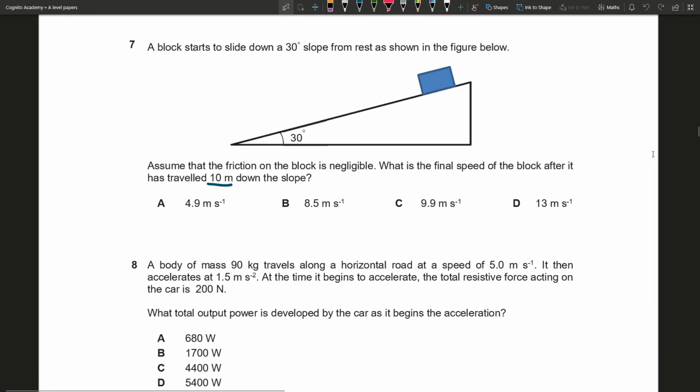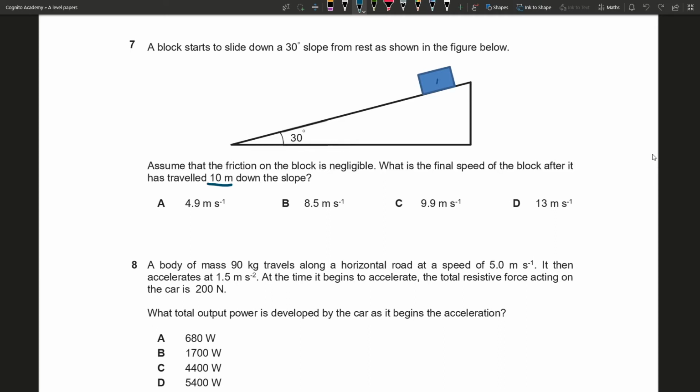Question 7. A block starts to slide down a 30-degree slope from rest, as shown in the figure below. Assume that the friction on the block is negligible. We are asked what the final speed of the block is after it has traveled 10 meters down the slope.